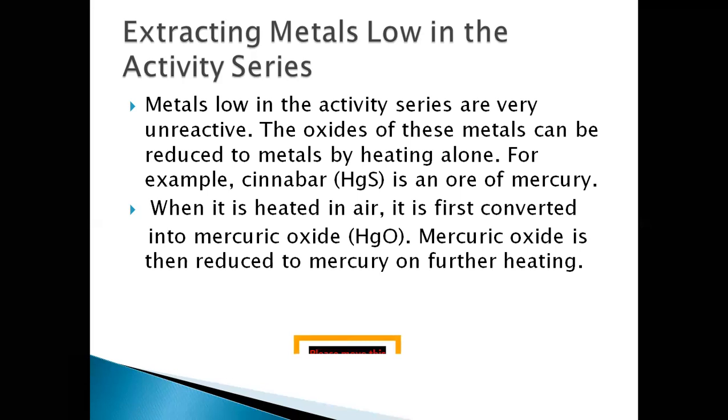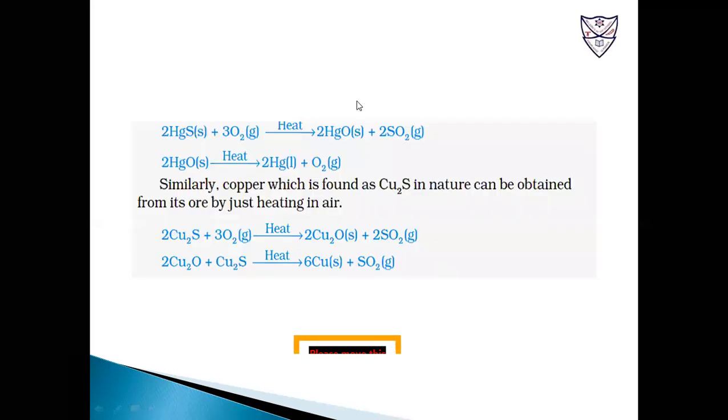Mercuric oxide is then reduced to mercury on further heating. The example is given over here. This one is mercury sulfide, HgS, heated in the presence of oxygen. So 2HgS + 3O2, balance this one, and what we get is mercury oxide, HgO, and sulfur dioxide is released over here in the form of gas. Then this HgO, again on heating, you will get the pure form of mercury.